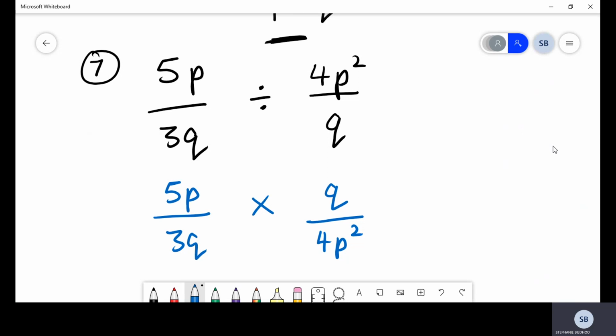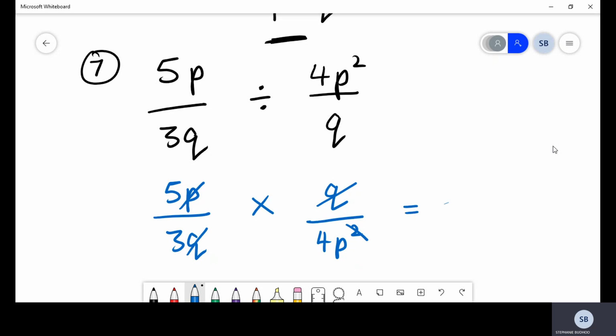And I'm going to choose to, in this question, do cancelling a little bit, shall we? I'll cancel out my q here and here. And also notice that we have 2 p's on the denominator and 1 p on top. So I'll cancel that 1 p on top with one of the p's on the bottom. So we still have 1 p left on the denominator.